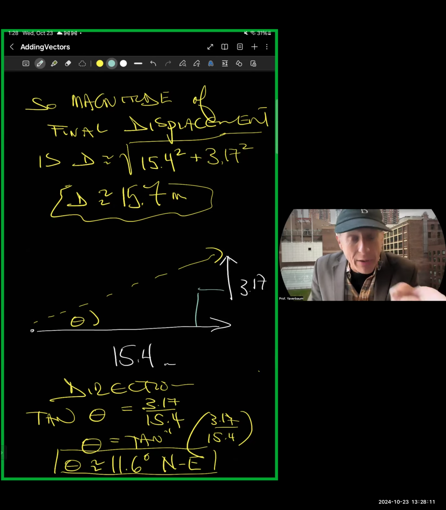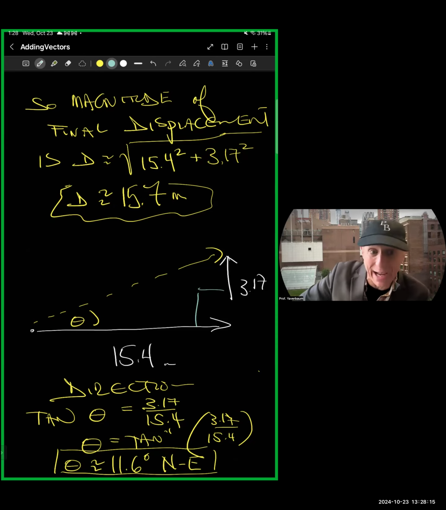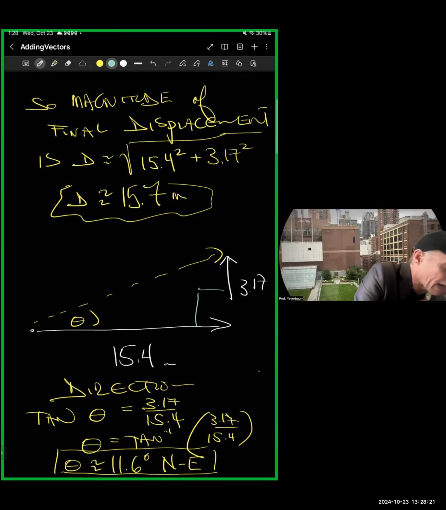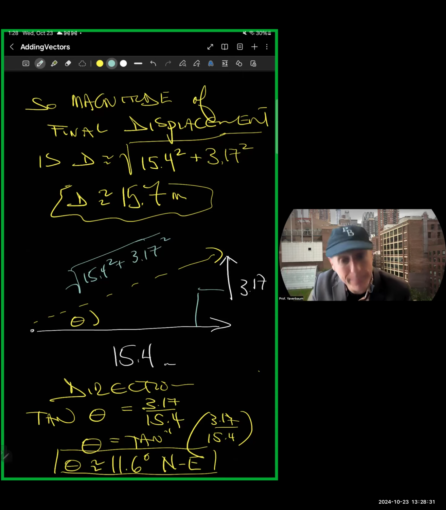The length of this dotted line, the magnitude of the displacement, I get from the Pythagorean theorem. I'm going a little fast now, but I think you know the Pythagorean theorem. This side is the square root of the sum of the squares, which works out to be approximately 15.7 meters, like we predicted, a little bit more than 15. Not 20, a little bit more than 15.